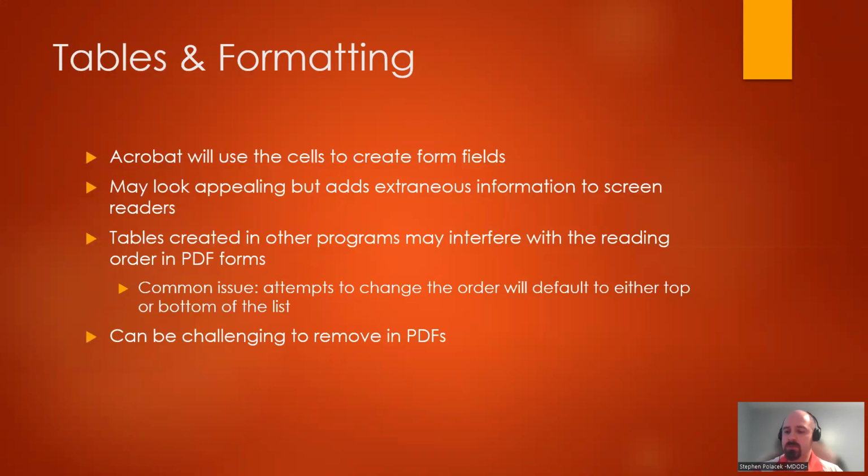One thing I do want to mention is the use of tables, especially for formatting purposes. So Acrobat will attempt to use the cells to create form fields. When it prepares the form automatically, it scans for anything like those boxes in a table cell, or if there's an underline with nothing in it or above it, it's going to try and put a form field there. And it's gotten smart enough that it'll try to add context.